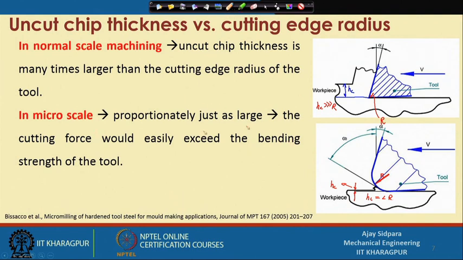Because of that, the cutting force would easily exceed the bending strength of the cutting tool, that we have seen in the last slide. Now you have to apply more force because your uncut chip thickness is very small and your cutting edge radius is very large in this case. So your loading on the tool will be very large, because we know that if you want to cut any material with a blunt tool, you have to apply more force, and if it is sharp, your force requirement will be very less. That happens in any type of cutting. So if you are using a blunt tool, the force you require to cut the material will be very large, and it ends up in breakage of the cutting tool.